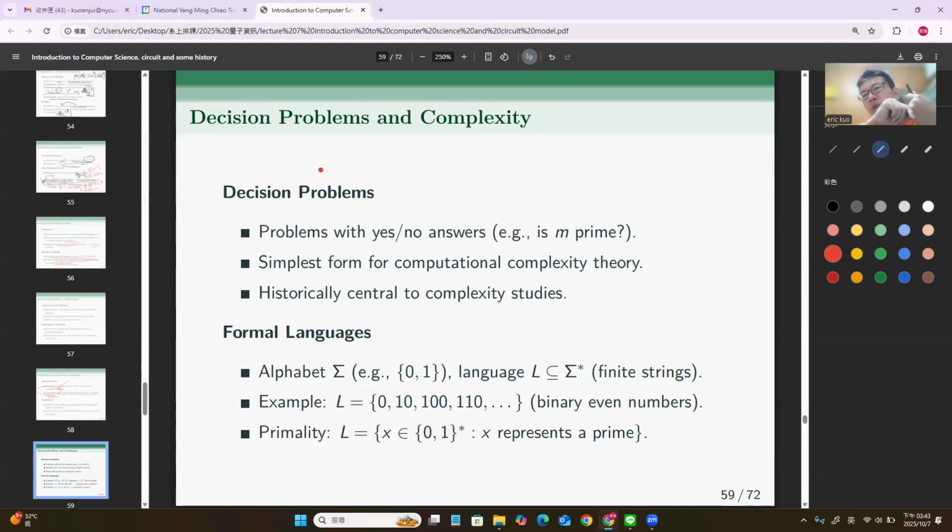Or I give you two numbers, and you ask whether A is larger than B. So I only ask you a yes or no question. And this is the simplest form of computational complexity. For example, I give you a number, and is it prime or not? So this is a problem restricted to yes or no.